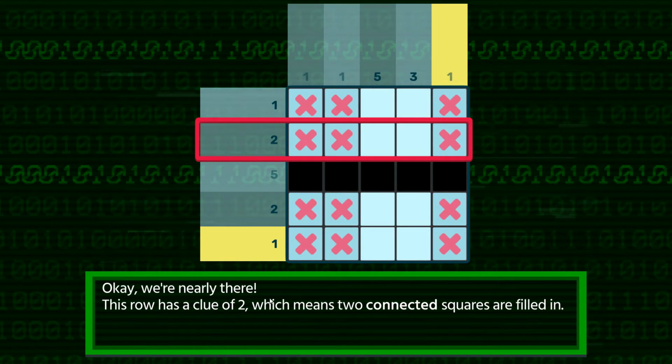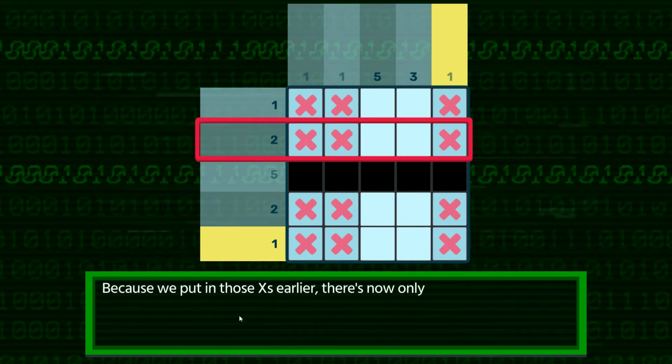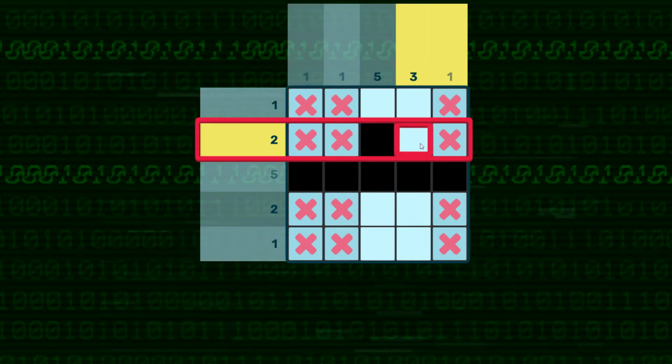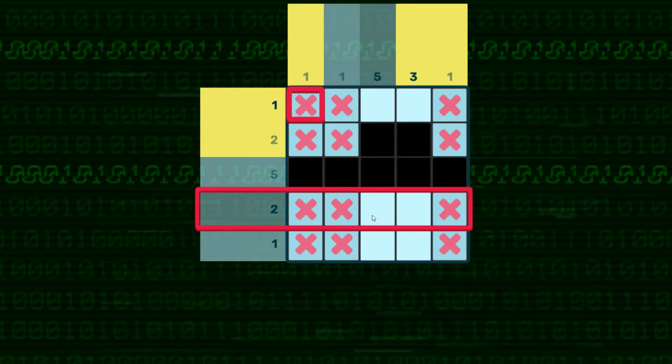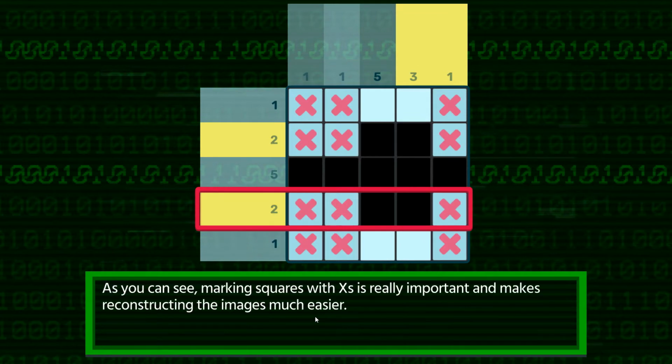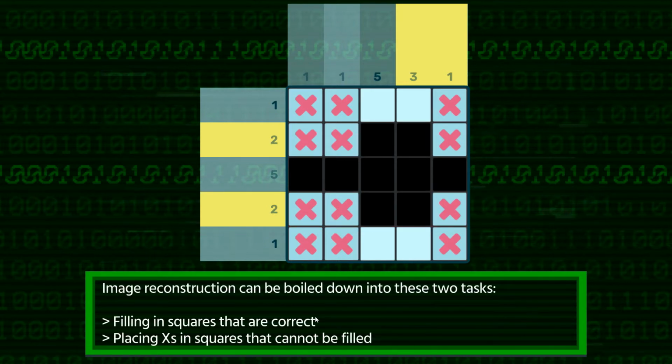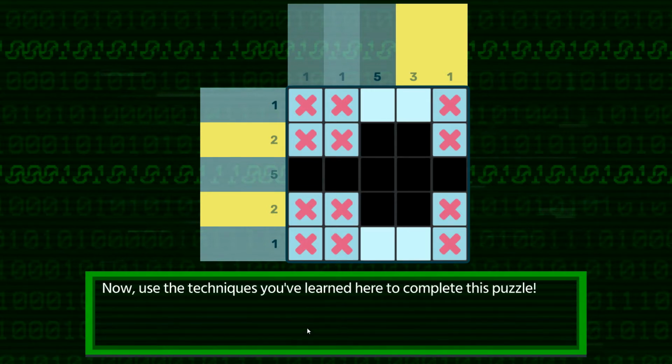Okay, we're nearly there. This row has a clue of 2, which means 2 connected squares are filled in. Because we put in those X's earlier, there's now only one place where this other square can go. Fill it in now. Yep. Now do the same on this row. As you can see, marking squares with X's is really important and makes reconstructing the images much easier. Image reconstruction can be boiled down into these 2 tasks: filling in squares that are correct, placing X's in squares that cannot be filled in. Now use the techniques you've learned here to complete this puzzle.